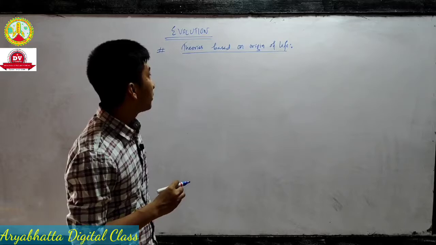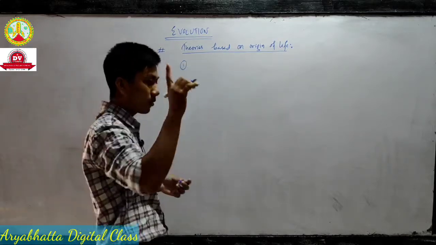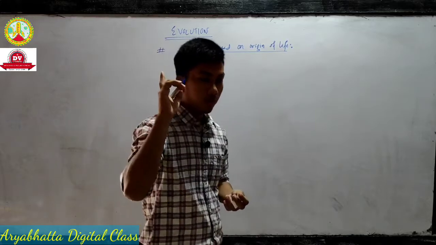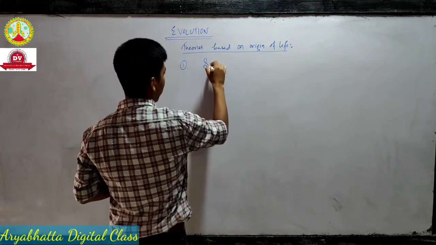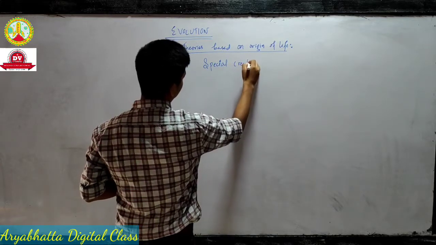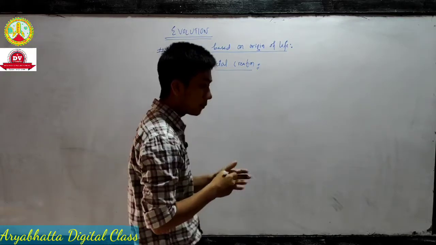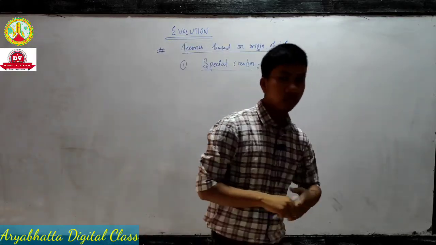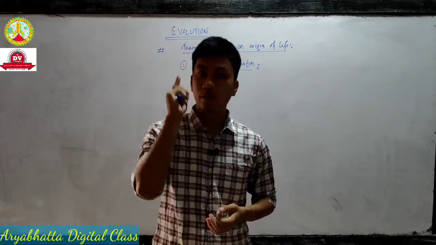So, theories based on the origin of life. Number one, the first theory, is known as the theory of special creation. You write the sentence, okay? Theory of special creation.